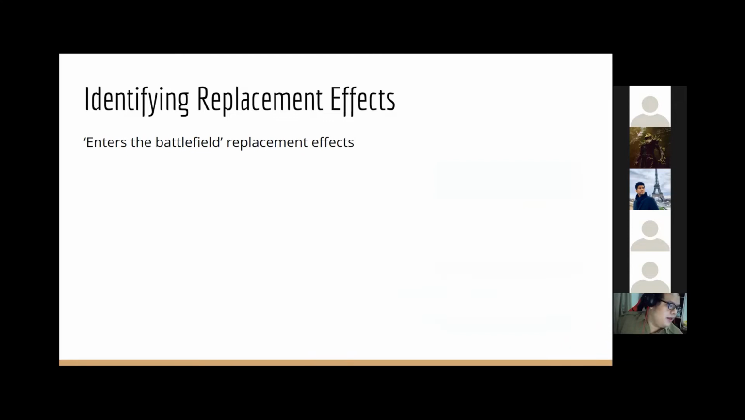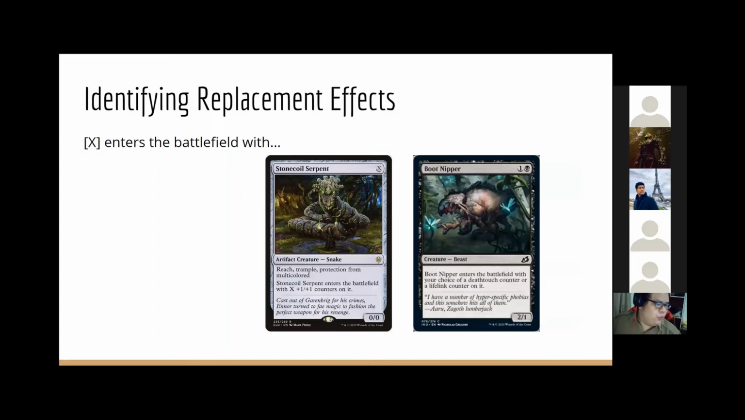One of the bigger categories of replacement effects are the enter-the-battlefield replacement effects. If I'm lazy, I'll just say ETBRE. There are four variants of these. One says something like "this thing enters the battlefield with something." Most often you'll see them entering with counters, like Stonecoil Serpent, which enters the battlefield with X +1/+1 counters on it, X being whatever you declare as you cast the spell, as well as Boot Nipper. It enters the battlefield with your choice of a deathtouch counter or lifelink counter. If your opponent lets this resolve, it will come into play with the counter of your choice. Your opponent wouldn't know what you choose before it resolves.